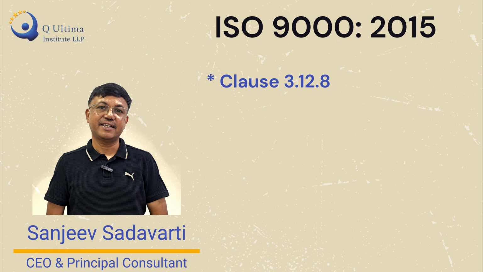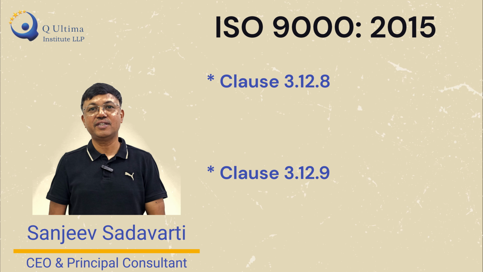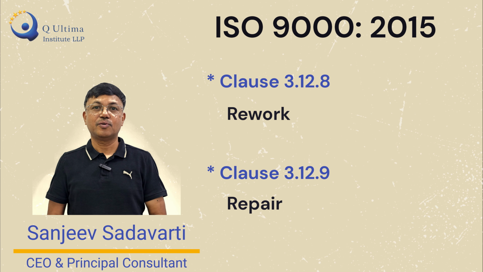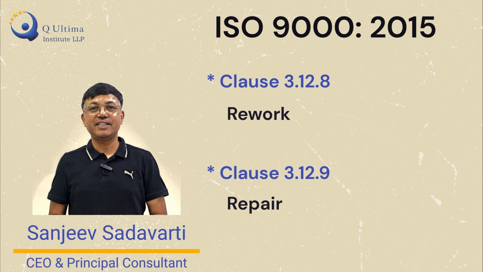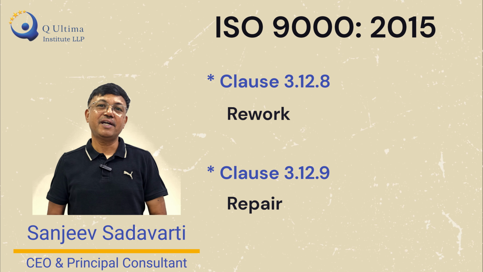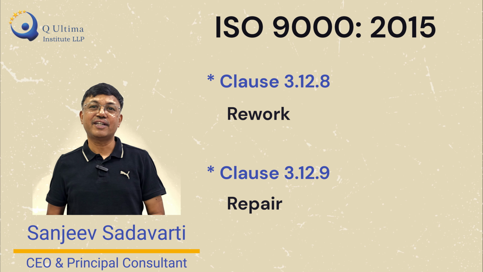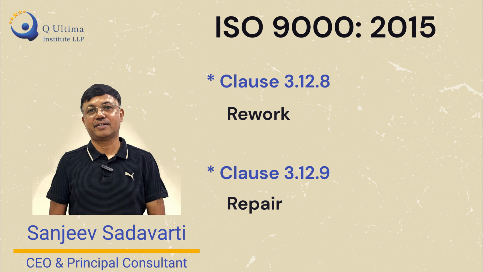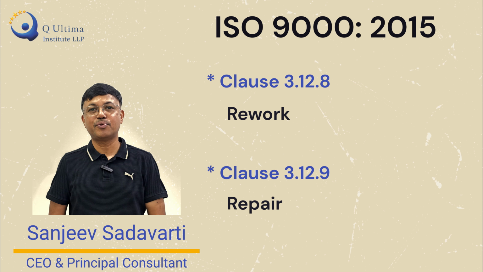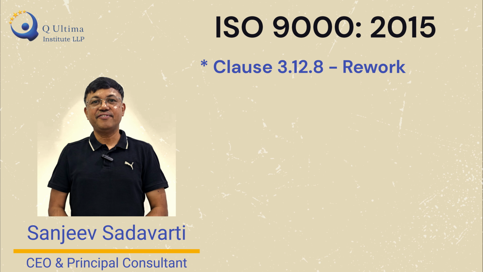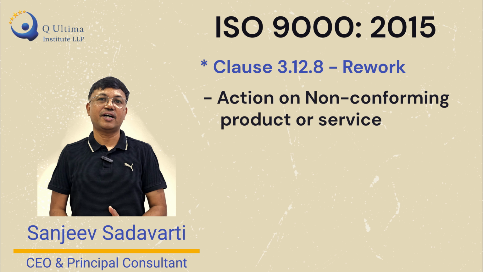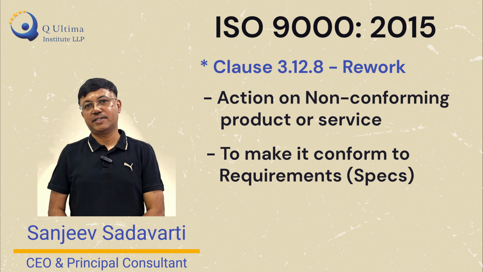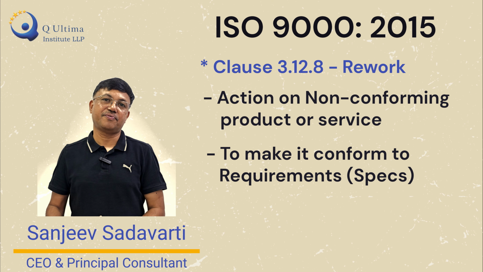Clauses 3.12.8 and 3.12.9 of ISO 9000 define the correlated terms rework and repair. Rework is largely about meeting the specifications, whereas repair is taking an action by which we are able to use the given product. We'll understand these definitions more clearly. Rework is action on a non-conforming product to make it conform to the requirements. Basically, it means to make it meet the specifications.